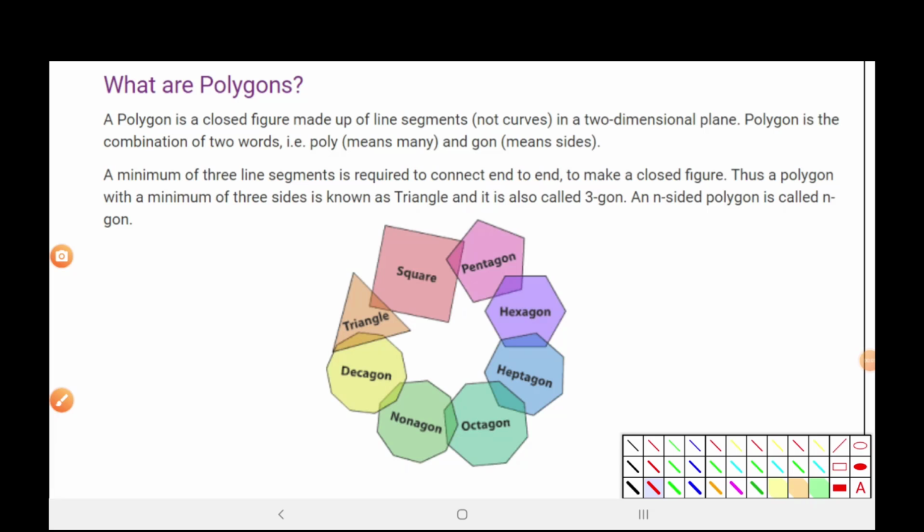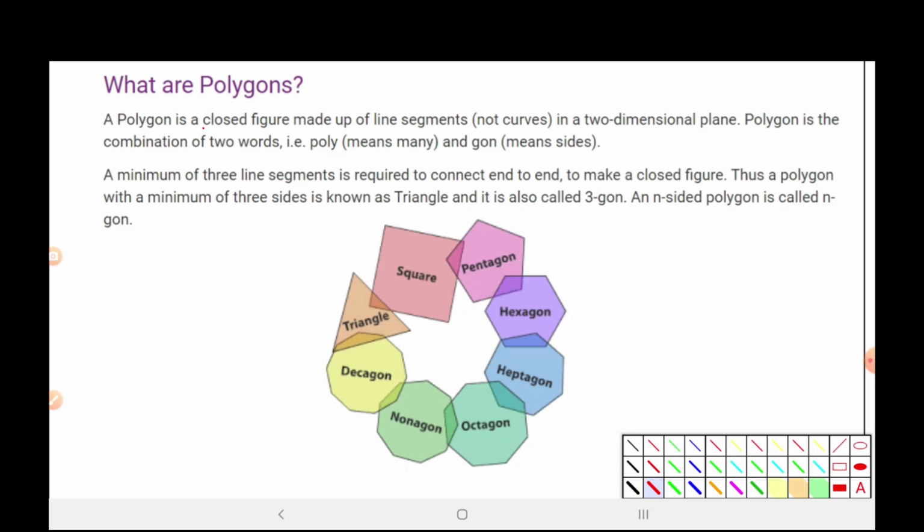Alright, to start this off, we're going to take a look at what polygons are. So a polygon is a closed figure made up of line segments, not curves, in a two-dimensional plane. Not too bad. Polygon is a combination of words. Poly means many, and gon means sides. Oh, that's pretty easy. So what are the important things that we need to know here?